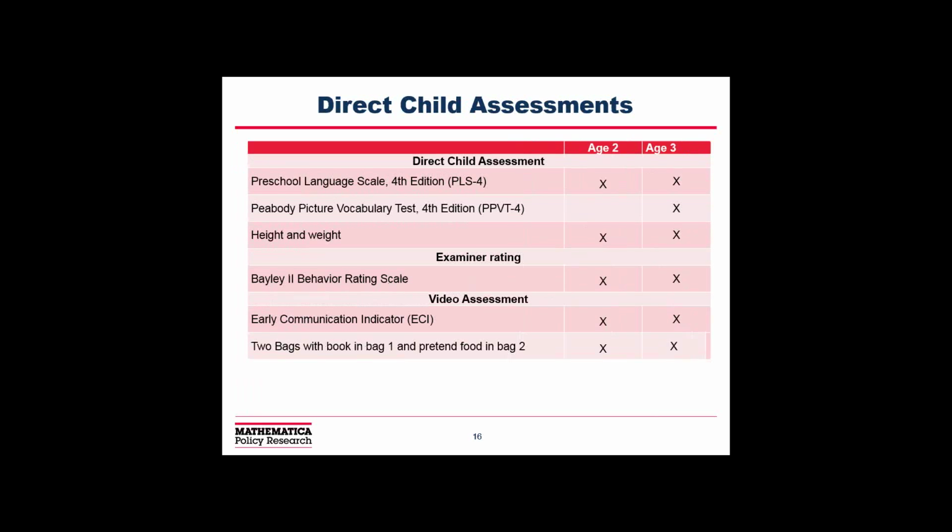Direct assessments of children were done in the children's homes at ages 2 and 3. The key measures were of language development using the PLS-4 and the PPBT-4. The examiner also completed a rating of the child's behavior and conducted a video component in which children played with an adult. For the ECI, the child played with the examiner, and for the two bags, the parent was the play partner. The videos were later coded at Mathematica to score the ECI. The two bags was coded with two different coding schemes: the Parenting Interactions with Children Checklist of Observations Linked to Outcomes, or PICCOLO, and the parent-child interactions coding schemes.